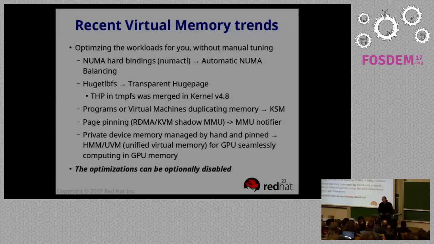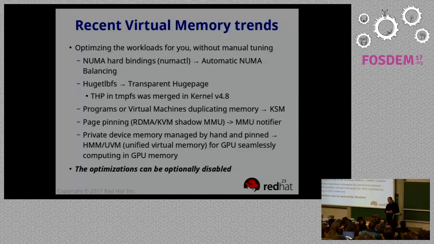So many of the things which happened recently, like automatic NUMA balancing, transparent huge pages, KSM, and even something for GPU called HMM, heterogeneous memory management, which effectively allows to compute in the GPU memory without having to invoke anything in the driver of the GPU. Since the Linux kernel is able to move transparently the memory from the main memory of the computer to the GPU memory, which is much faster, of course, transparently. You just compute on the memory. Whenever you start the computation with the GPU, with OpenCL or whatever, it's going to fault and move the memory into the GPU memory.